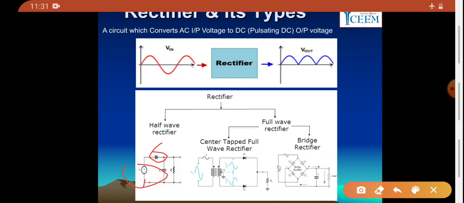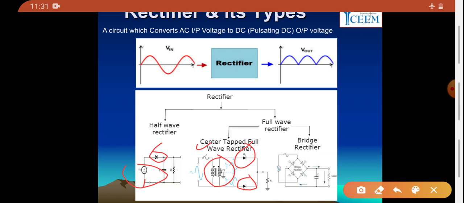You can apply from an AC source or you can apply from the transformer also. Like this, here it is applied through the transformer. In a full wave center tap transformer, there are two diodes, D1 and D2, and one transformer, and the secondary winding of that transformer is divided into two equal portions, two equal sections. That's why it is called a center tap transformer.